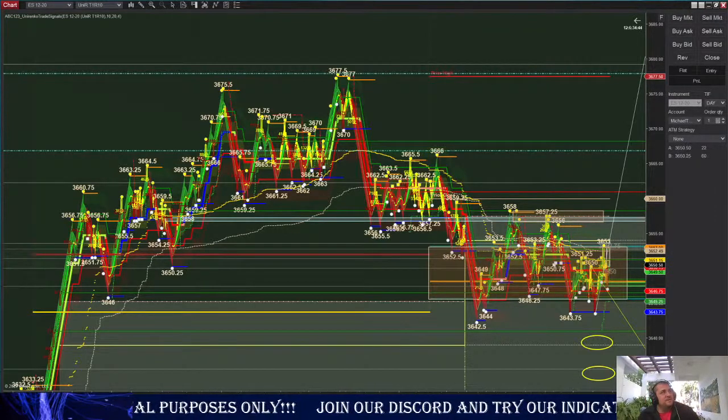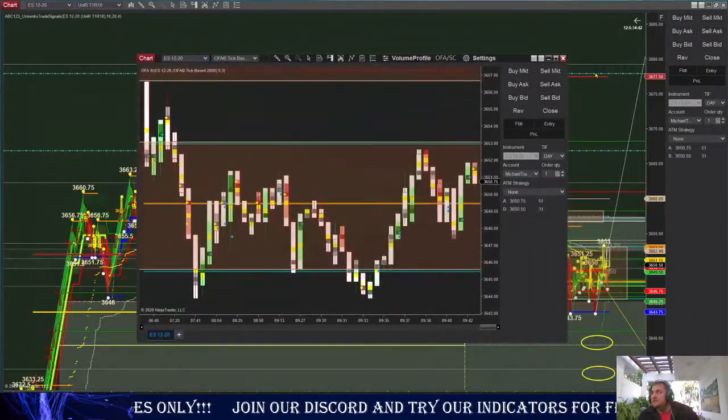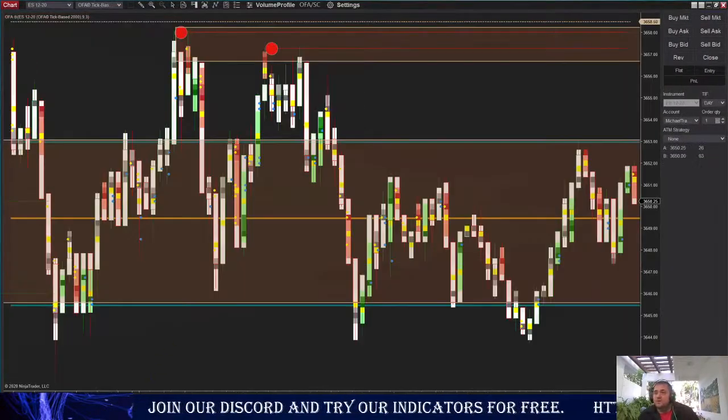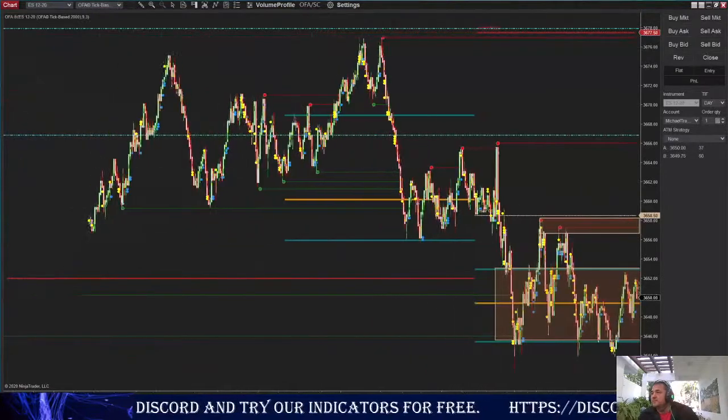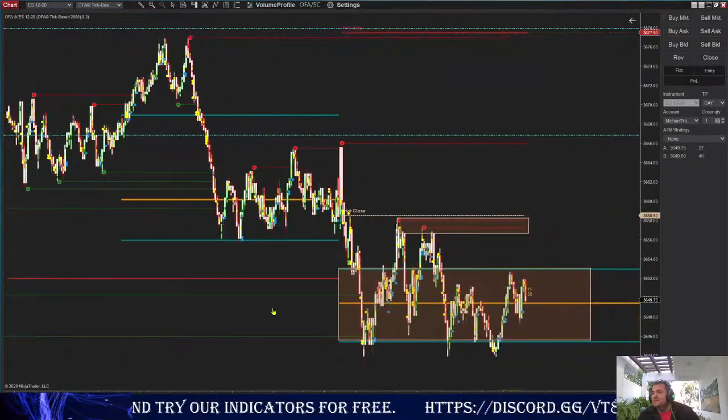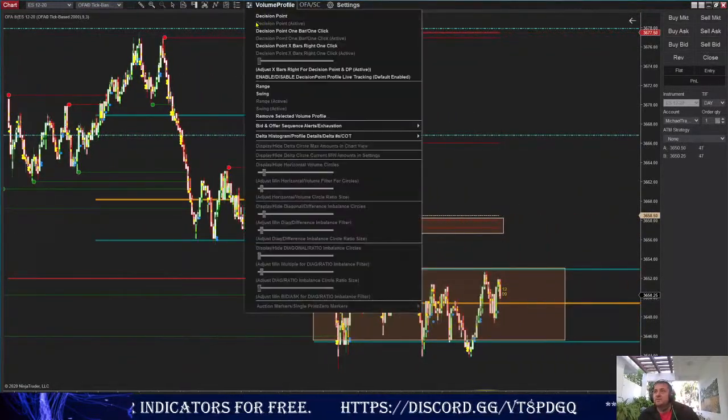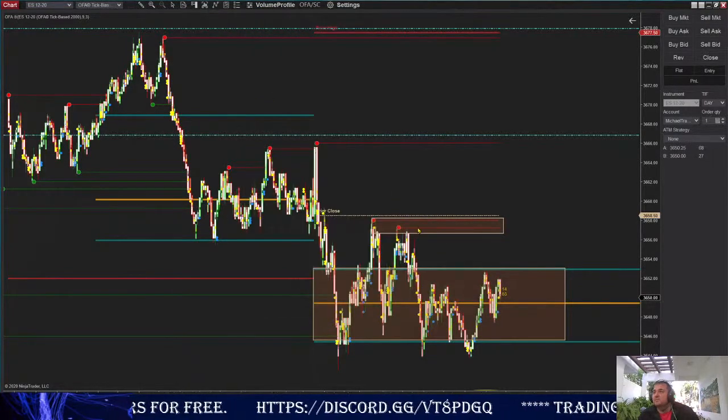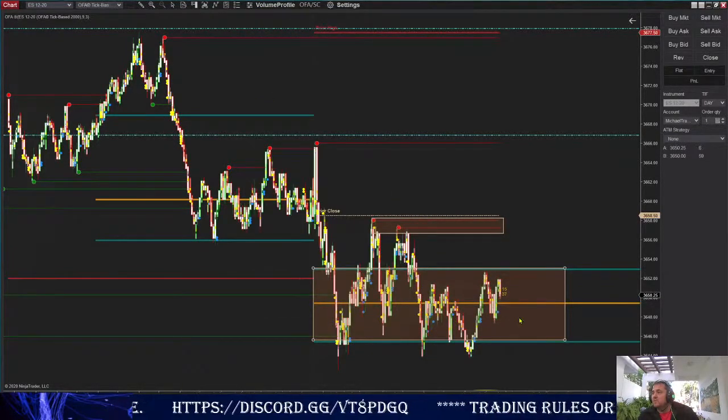Now, the other thing I'm going to show you, I'm going to drag it across this screen, because I'm always using the OFA system on that one. And see how she's ranging? And what I'll do is I'll just put a volume profile from that whole range.